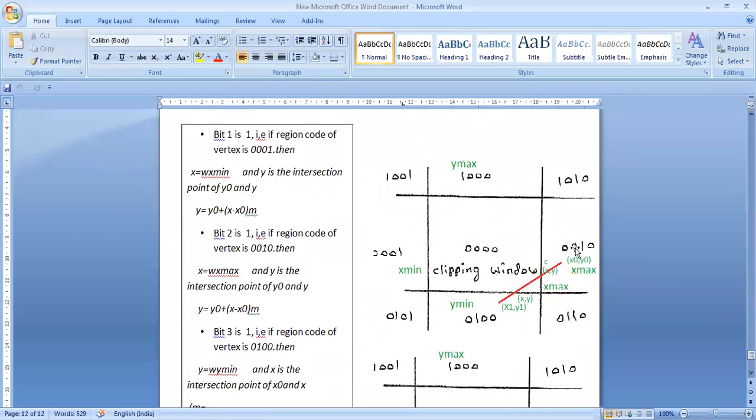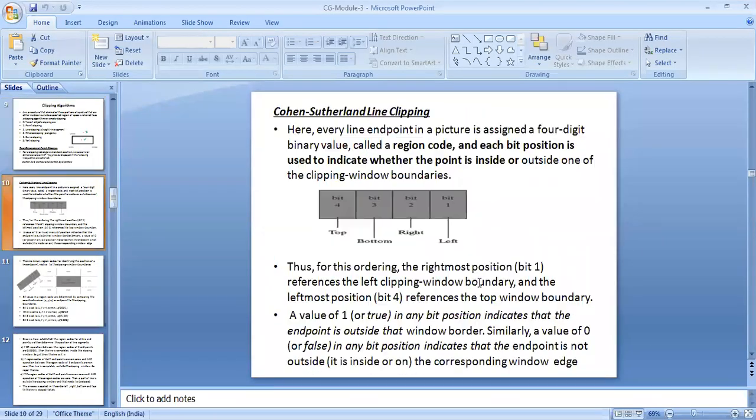I will check what the region code is. Based on that region code, I will bring x and y to these particular points by using this algorithm. The same thing has been discussed in the notes. The PPT itself is the notes.